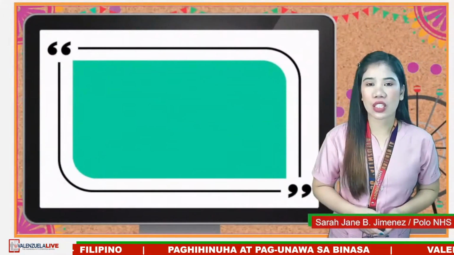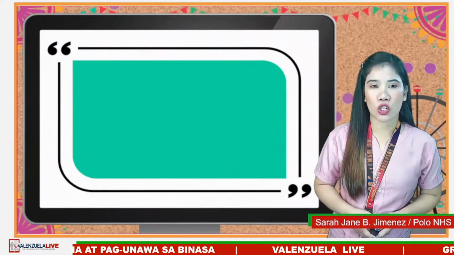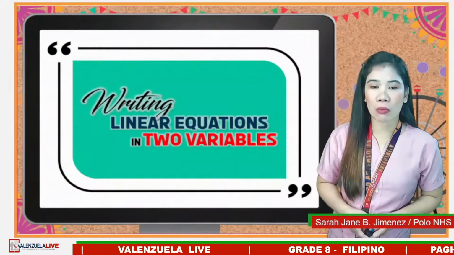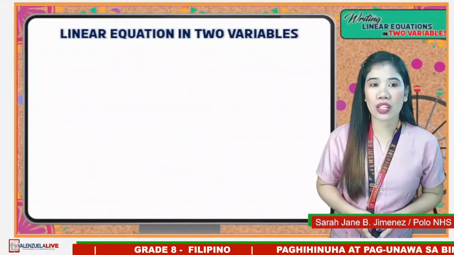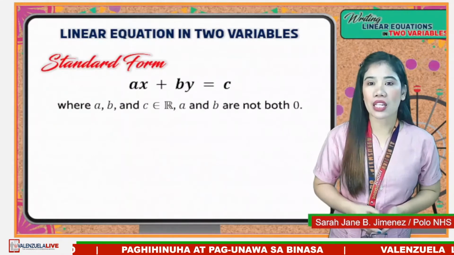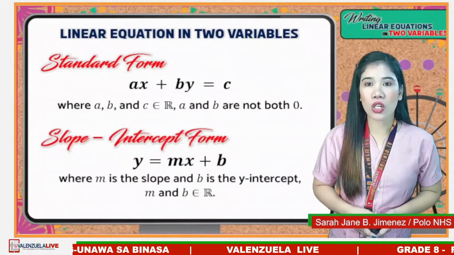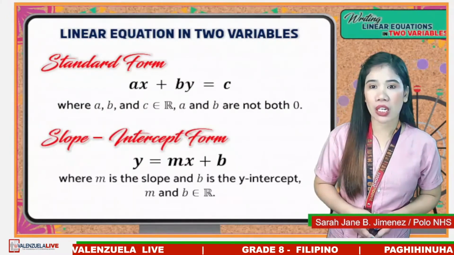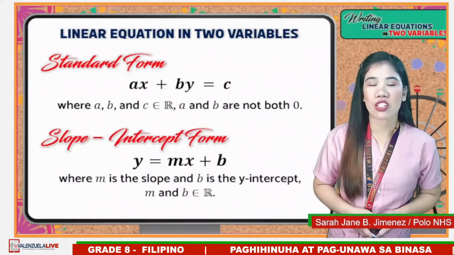In our first activity, we identify some of the properties of equality that can be used in simplifying equations. These properties can also be used in writing linear equations in two variables, which is our first topic for today. Linear equations in two variables can be written in one standard form, ax plus by equals c, where a, b, and c are elements of real numbers and a and b are not both 0. And also in another standard form, slope-intercept form, y is equal to mx plus b, where m is the slope and b is the y-intercept, and m and b are elements of real numbers.